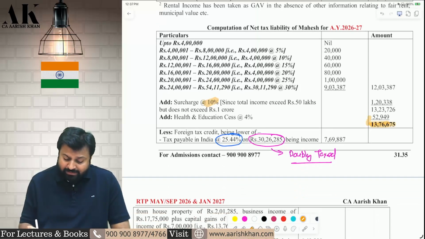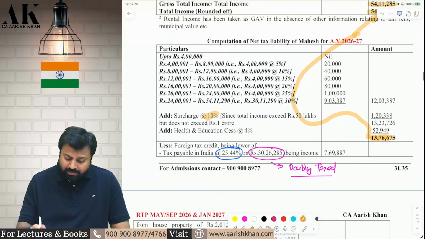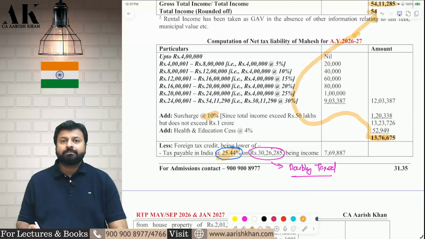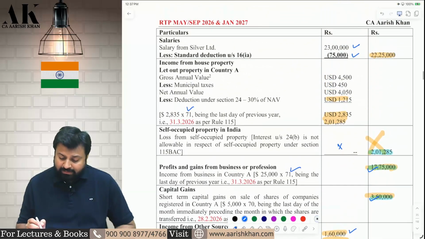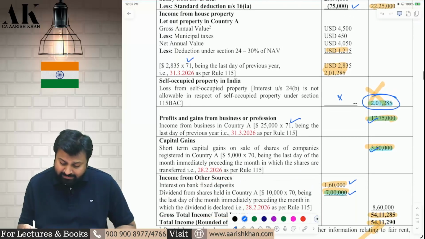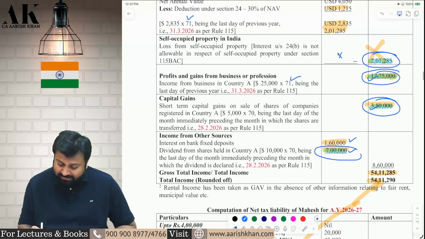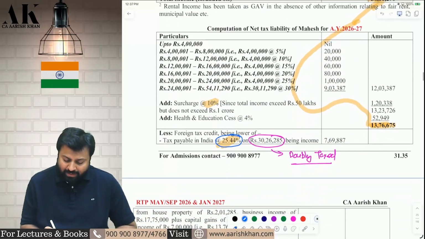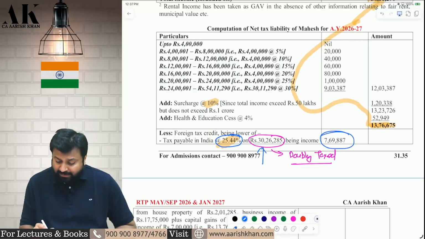On that 13,76,000, you will divide this by what? You will divide this by 54,11,000. Therefore, you will get the average rate in India. Now, this average rate in India, you will apply on doubly taxed income in India. What is doubly taxed income in India? The doubly taxed income in India is 2,01,000, 17,75,000, 3,50,000, and 7 lakh. On this, you will apply this. 30,26,285. This is doubly taxed. This is the tax paid in India.